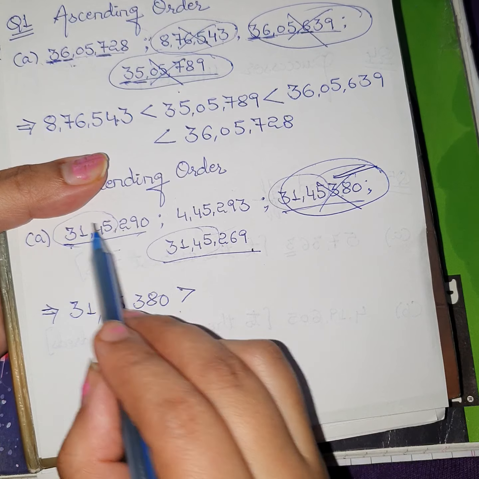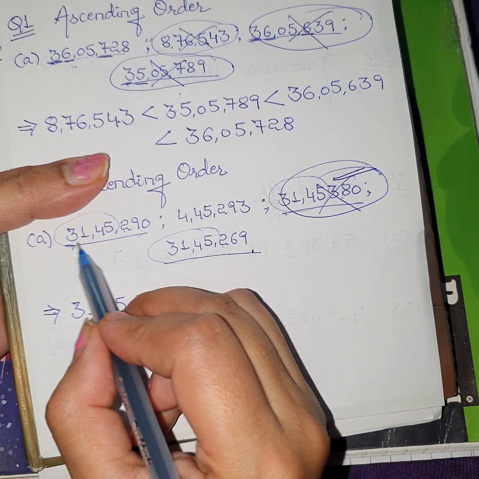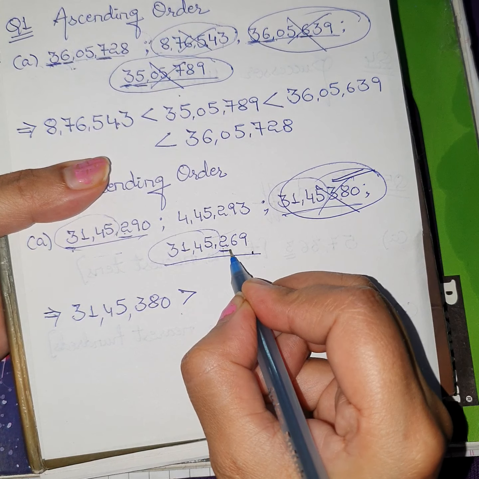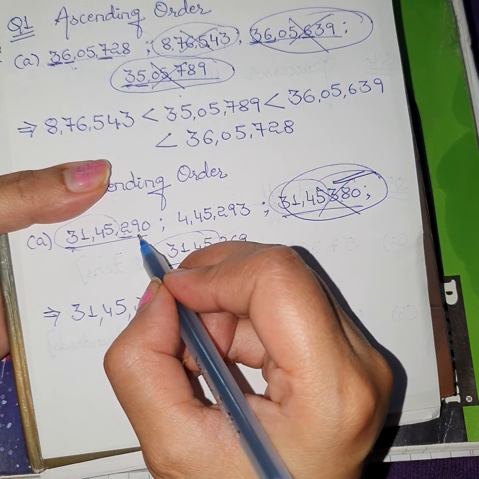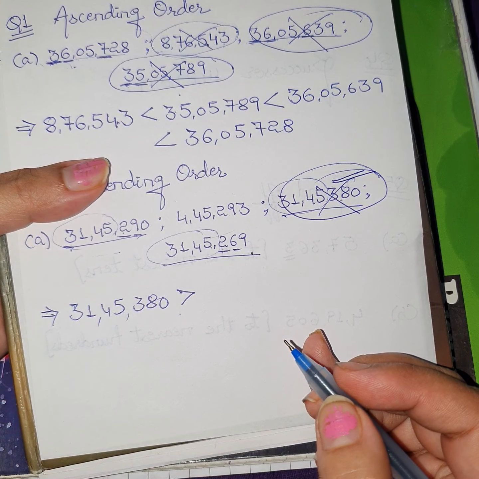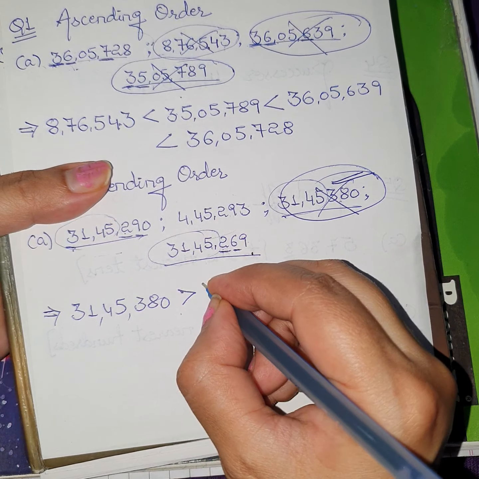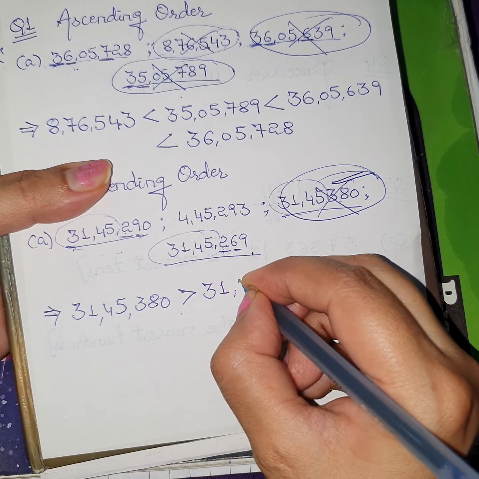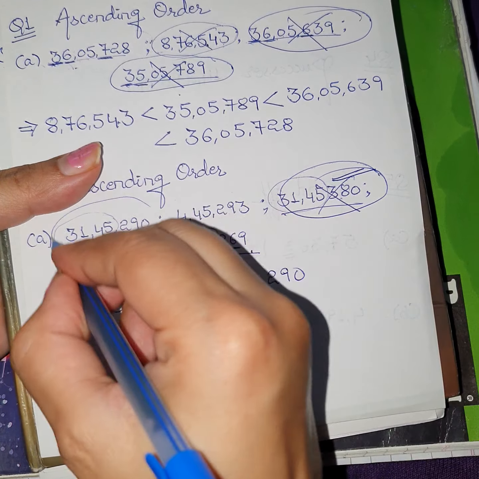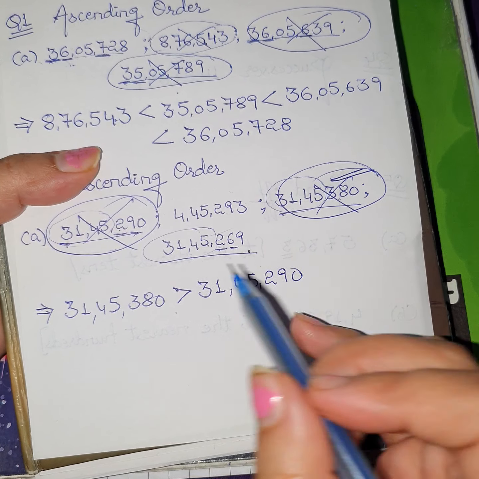Now, from these 2, which one is greatest? 3145 is the same. Then 2 is also the same. The fifth digit is also the same. Move on to the sixth digit. The sixth digit is 9 here, and here it is 6. From 9 and 6, 9 is greater. So our second number will be 31,45,290. Now, this number is also out of the series.